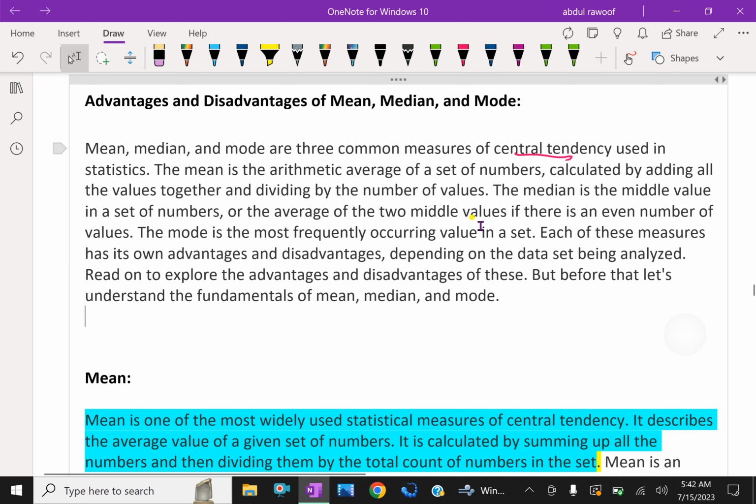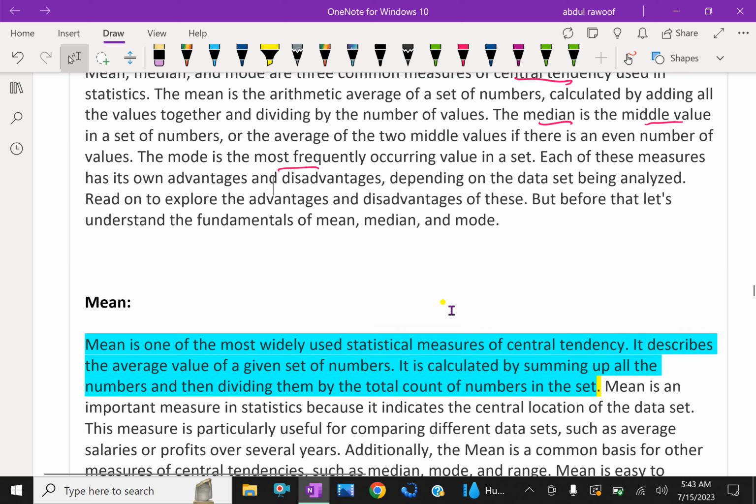The median is the middle value in a set of numbers, or the average of the two middle values if there is an even number of values. The mode is the most frequently occurring value in a set. Each of these measures has its own advantages and disadvantages depending on the data set being analyzed. Read on to explore the advantages and disadvantages of these.